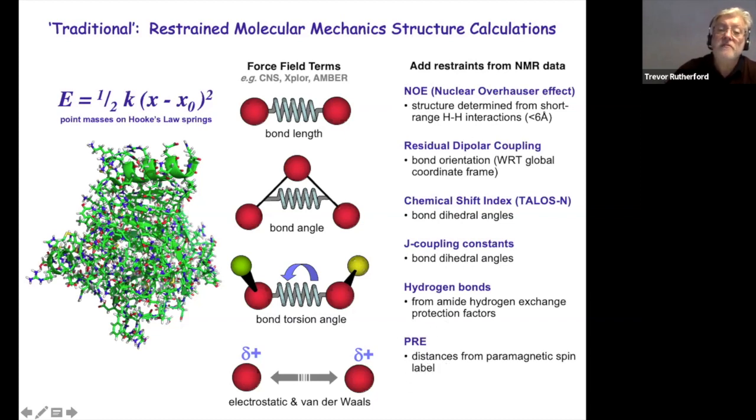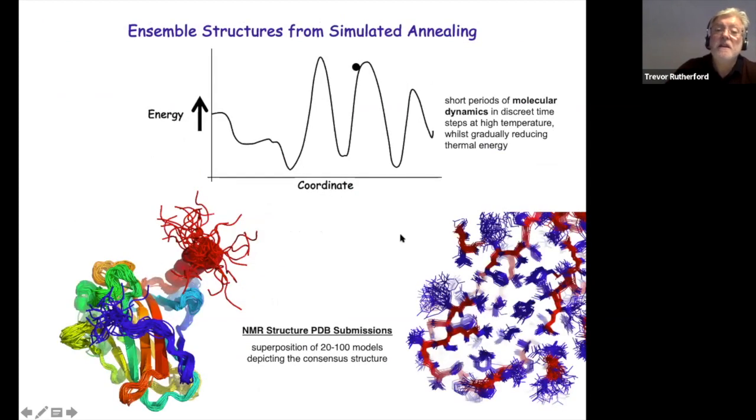We add all of the information that we get in and supplement this force field with terms from the experimental data to get the final solution structure. The overall procedure, the most common way of doing it, is to look at simulated annealing.